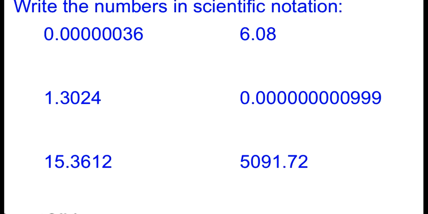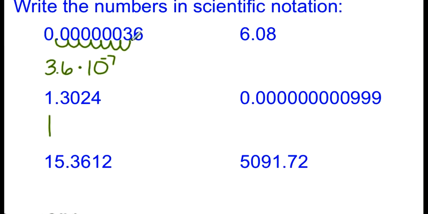We're moving my decimal point. I'm going to move it in between the 3 and the 6. So because 3.6 is in between 1 and 10, I'm going to multiply my new number by 10, and I'm going to figure out my exponent by moving my decimal. 1, 2, 3, 4, 5, 6, 7. I'm going to have a negative 7 because my original number was less than 1.